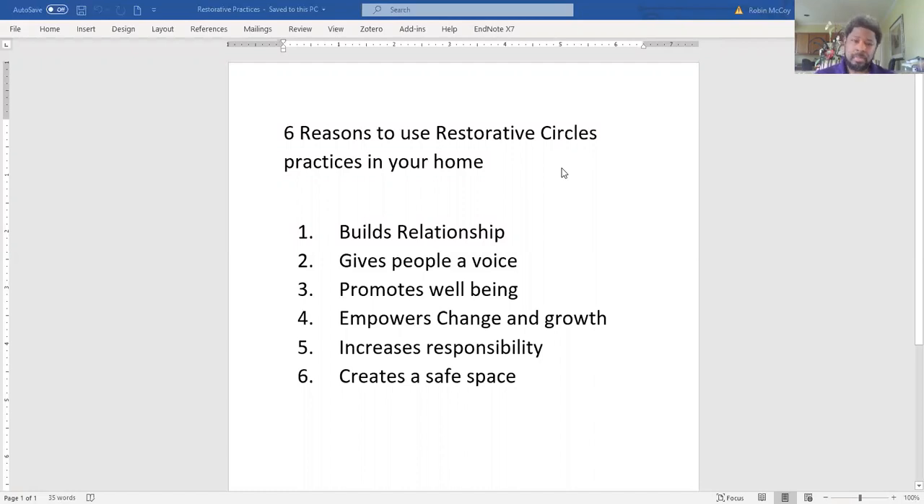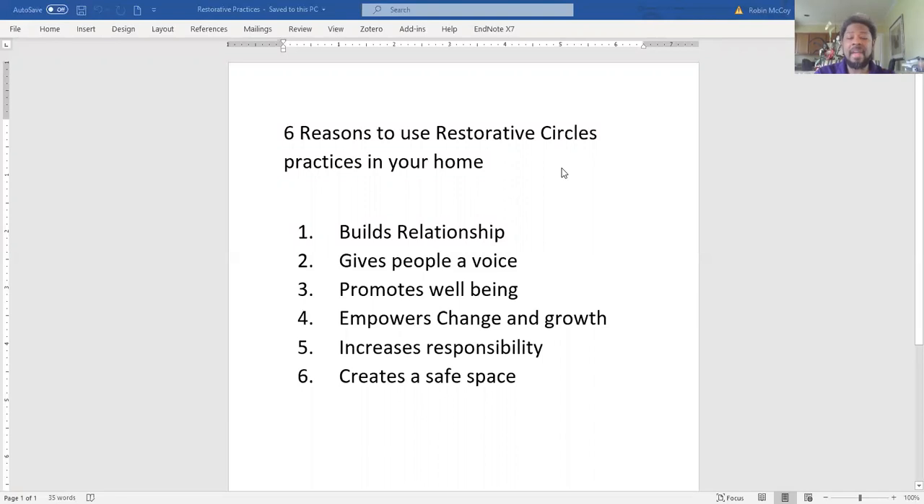All right. So 6 reasons to use restorative circles practice in your home. First thing it's going to do is you're going to build a relationship. A lot of times, if you have a situation in a family where there's conflict, people don't feel like their voice is being respected. The fact that you have a talking piece and you're speaking and people are just listening to you, very, very powerful.